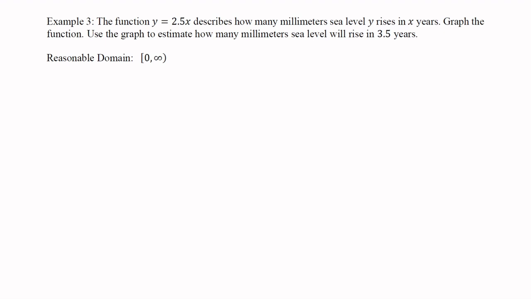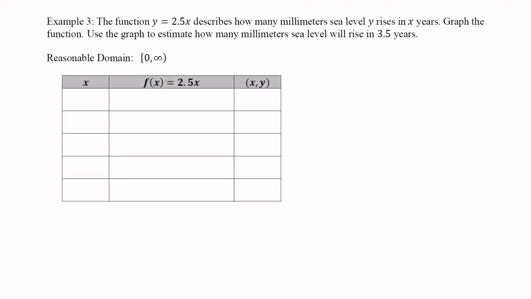So our reasonable domain is going to be 0 to infinity because we're talking about time. We can't go back in time, we can only go forward. So we're going to be using only positive values. So we're going to create a table and we're going to put in a few x values within that domain. Let's start with 0, the lower bound.